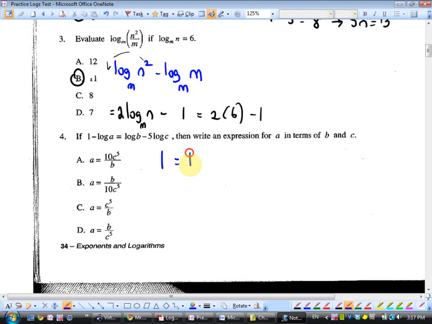This is going to be the log of B minus, and I would right away move the exponent back into the log, Kyle, because I have to do that before I can combine them, plus the log of A.